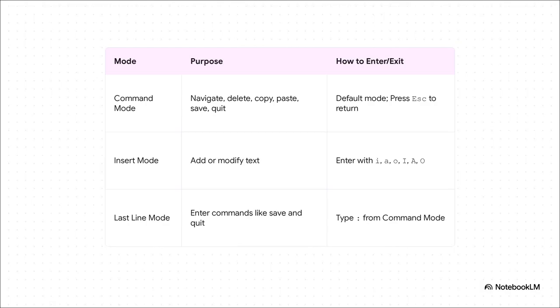Okay, so this table right here breaks down those three main modes. This is the foundation, right? The most important thing to notice is that you always start in command mode. That's your home base. From there, you make a choice. You can press a key like I to go into insert mode and start typing, or you can type a colon, that's C, to jump into last line mode to save and quit.